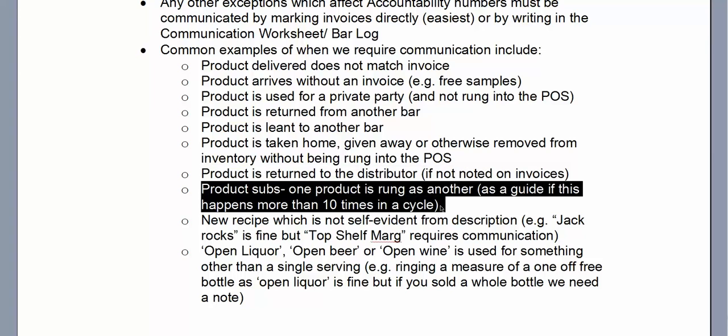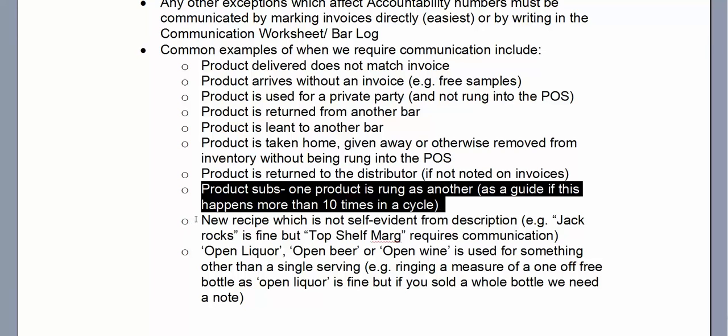Product subs. If you run out of Jim Beam on a busy Friday night and so you pour Jack Daniels instead, we're obviously going to show one product up and one product down. So it's important, please, that you tell us about those product subs. And as a rule of thumb, if you do more than 10 servings in a cycle, it'd be useful to have that information.